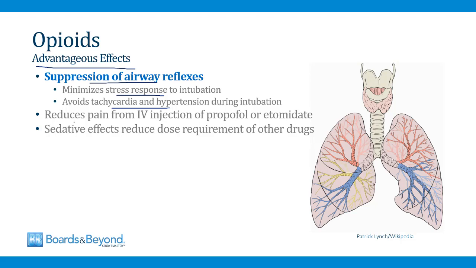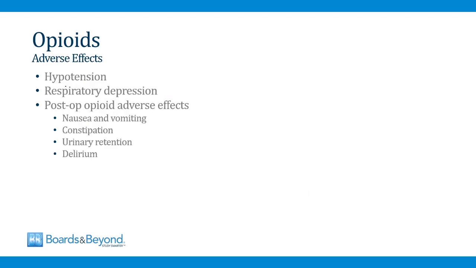As we talked about earlier, opioids can reduce the pain from the intravenous injection of propofol or etomidate into peripheral veins. And in addition, opioids have sedative effects which help to reduce the dose requirement of other drugs. Some of the downside of opioids is that these drugs can cause hypotension as well as respiratory depression.